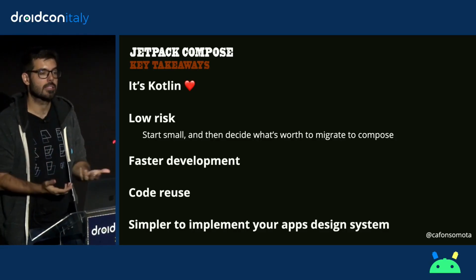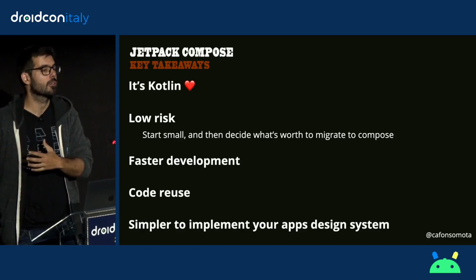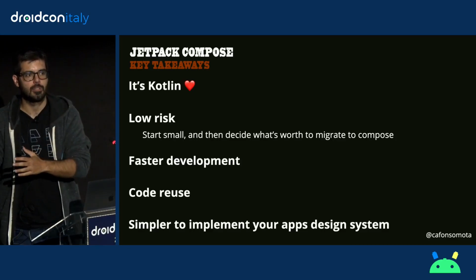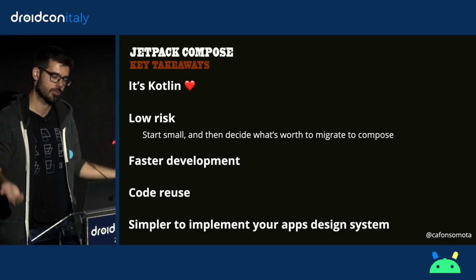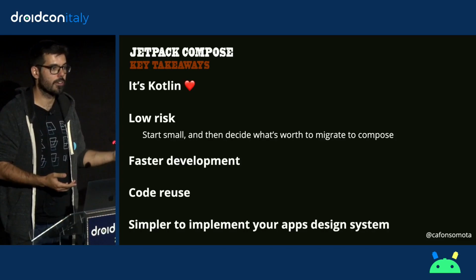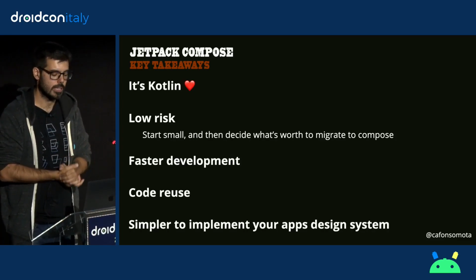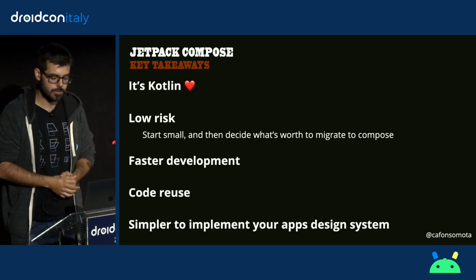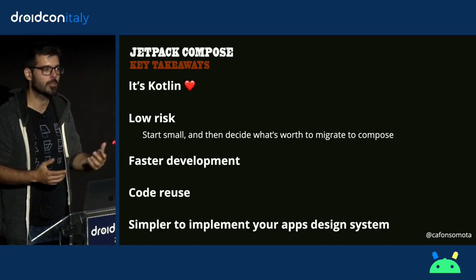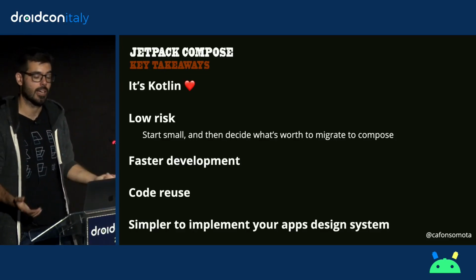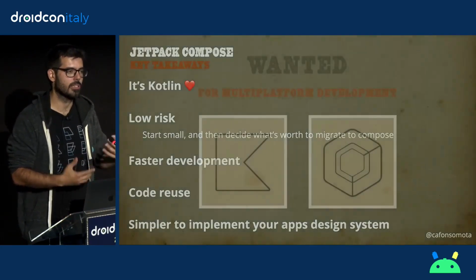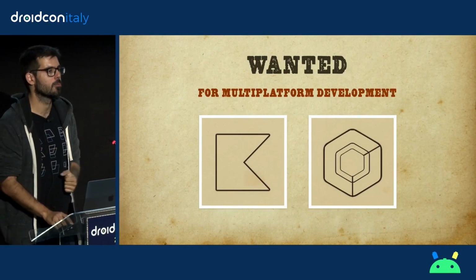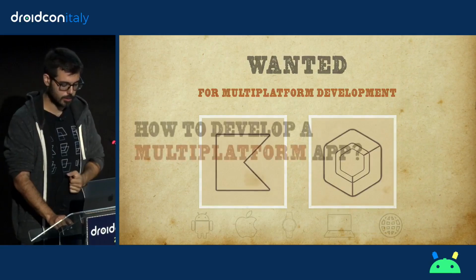It also has small risk because you can still have XML in your code. You don't need to have only Compose code. If you're going to develop a new feature, you can start that new feature with Compose and see if it works for you. Once again, faster development, you can reuse code a lot more easily, and it's simple to implement a design system. We've struggled with this for quite a while, and now with Compose, we're happy to say that we finally have a proper design system, and creating themes and updating components is really, really easy. So for multi-platform development, we want Kotlin and Compose.